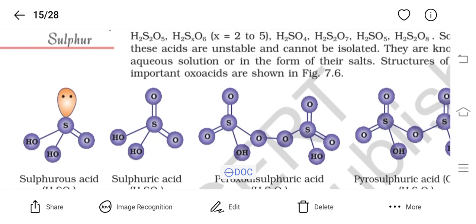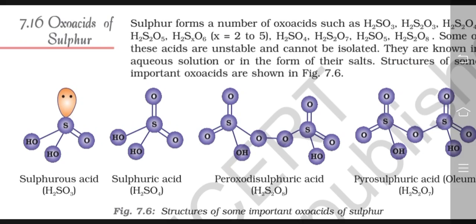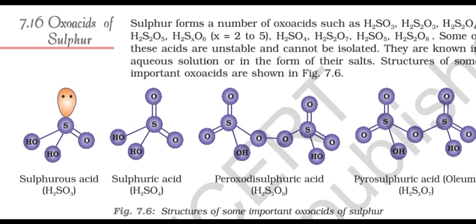Let's talk about the different oxo acids of sulfur. What are the different oxo acids? H2SO3, H2SO4, H2S2O8, H2S2O7, H2SO5. What are oxo acids? Oxo acids are the acids in which, along with hydrogen, oxygen is also present. That means oxygen-containing acids. In the 15th group we have also seen different oxo acids of phosphorus, H3PO3, H3PO4, and oxo acids of nitrogen, HNO3, HNO2, and so on.